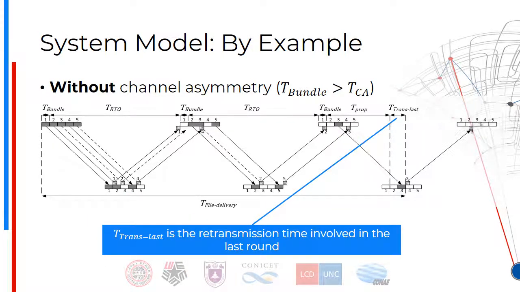We see here that we have at the end of the model what we call TTransLast, which is basically the transmission time involved in the last round, which is basically, as we see here in the model, the time of the bundle, and then the time of the retransmission timer, and then the time of the bundle again, the time of the retransmission timer, then the time of the bundle again. Then we have the propagation time of the first bundle, and then we have an overhead, which is basically whatever extra effort is required to get the last bundle to the final destination. This is what this TTransLast parameter actually measures, and this is what we are going to try to model in this research.